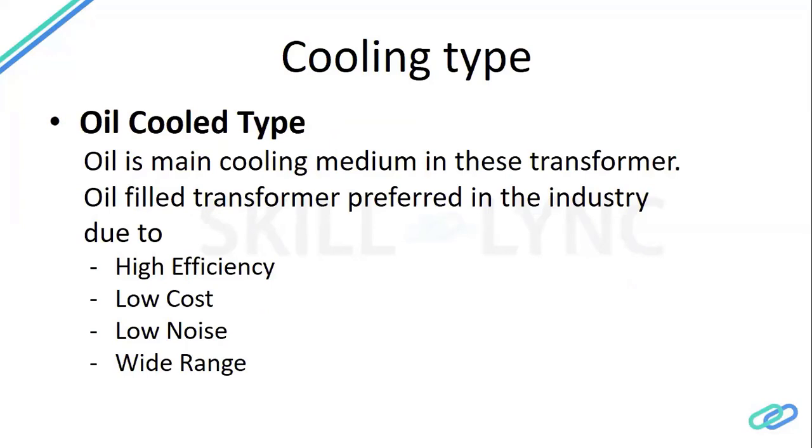So mainly two types of transformer we use in the industry. You have seen the oil cooled type. Oil is the main cooling medium in this transformer, and it is most preferred in the industry due to high efficiency, low cost, and low operating cost also. Noise is very low. And a wide range, which means the MVA rating can be very high in this oil cooled type transformer. So that's why it's very preferred.